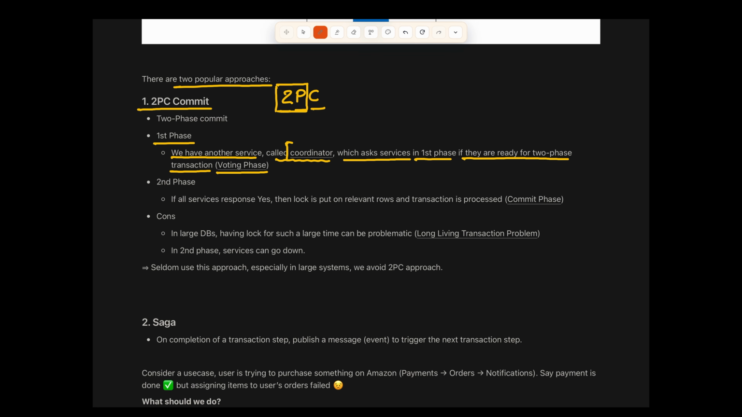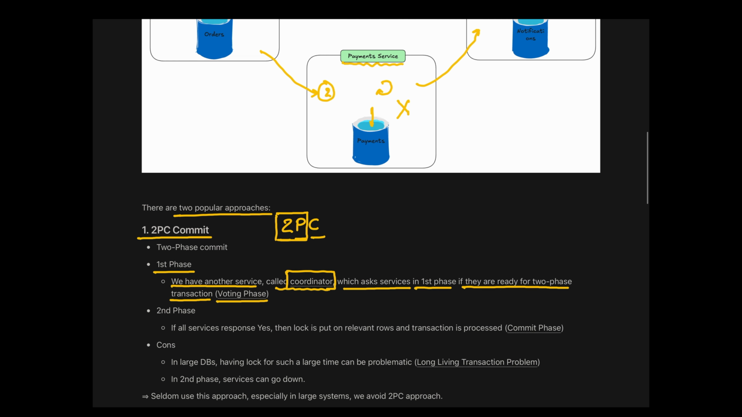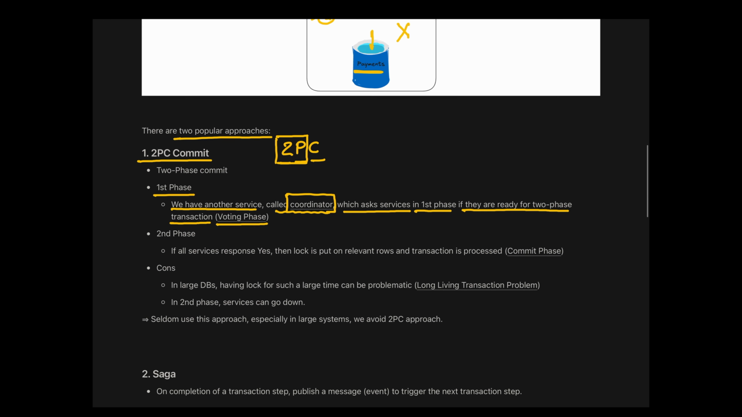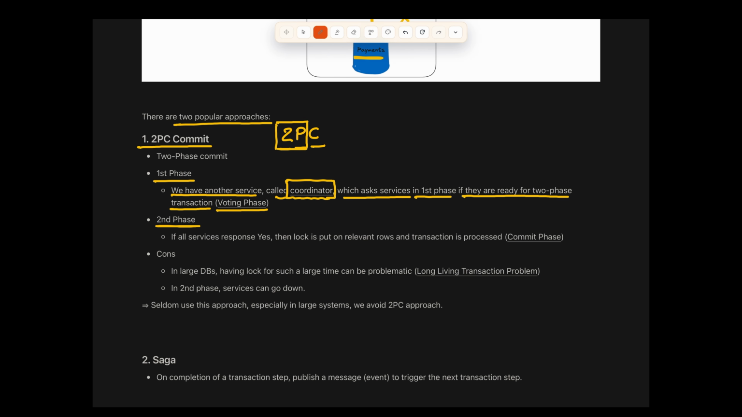This coordinator service will ask each service involved. For example, it will ask the order service, the payment service, and the notification service if all of them are ready for the second phase. If they say yes, then the second phase is started, where, if all services respond yes, a lock is put on relevant rows in all the services and the transaction is processed. This is the commit phase. So the first phase is the voting phase and the second phase is the commit phase.